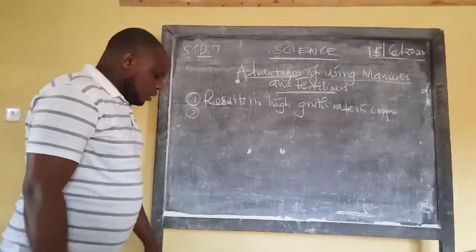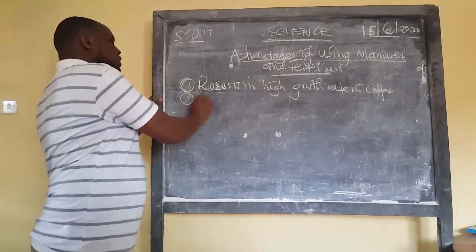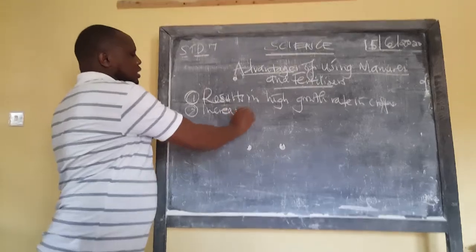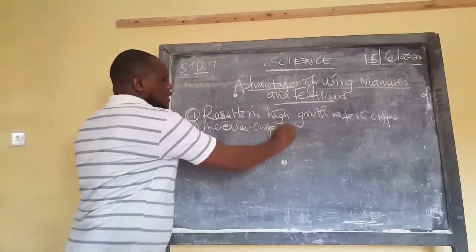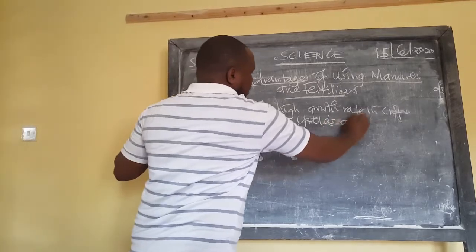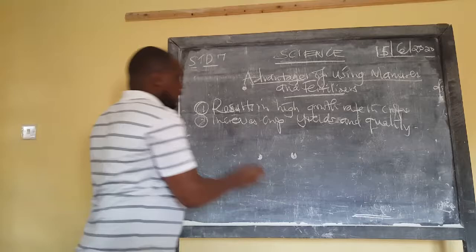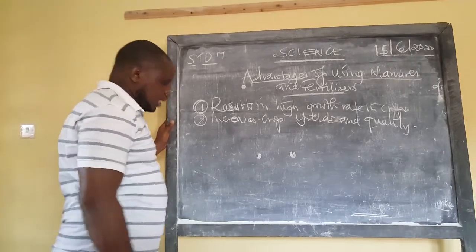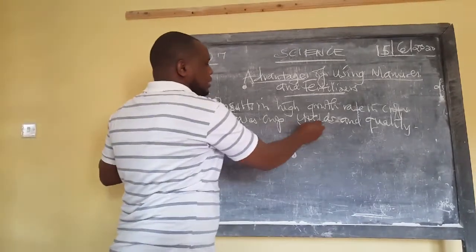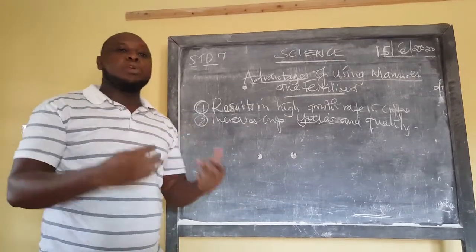Number two, it leads to high crop yields, which are of high quality. So it increases crop yields and quality. Now what I'm talking about, increasing crop yields, is just the produce.